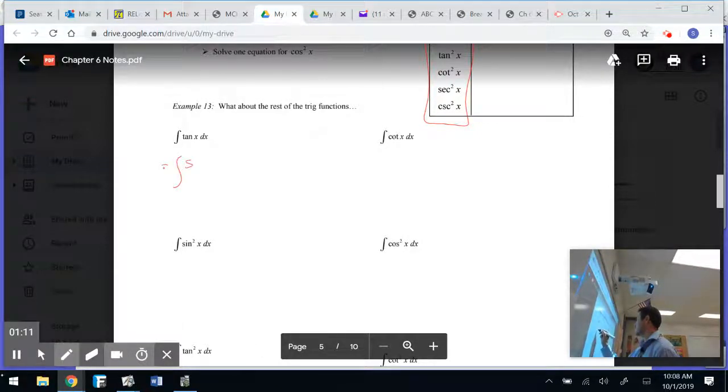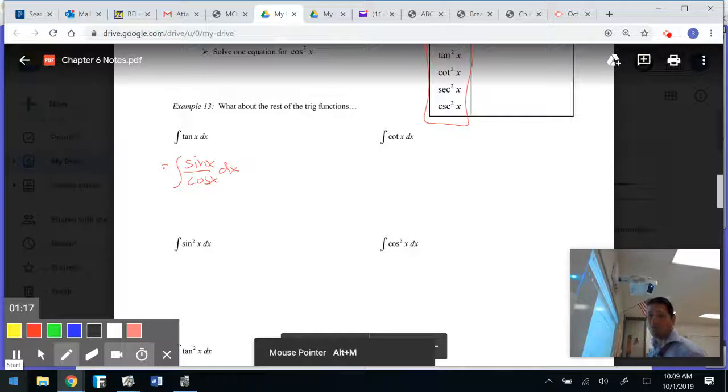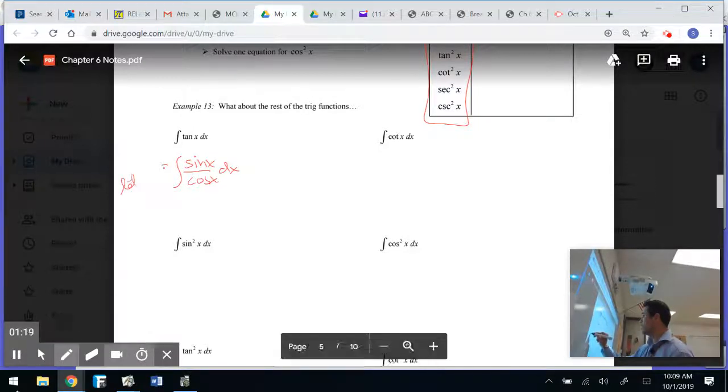Well, believe it or not, tangent is sine x over cosine x, okay? And then we just do a little u sub, right? What would we do here? We would let u equal cosine x, okay? And if I let u equal cosine x, du equals negative sine x dx. So that means dx is equal to 1 over negative sine x du.